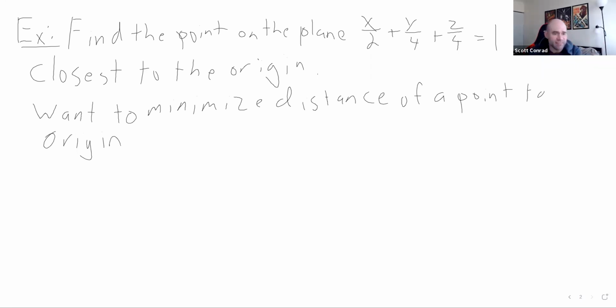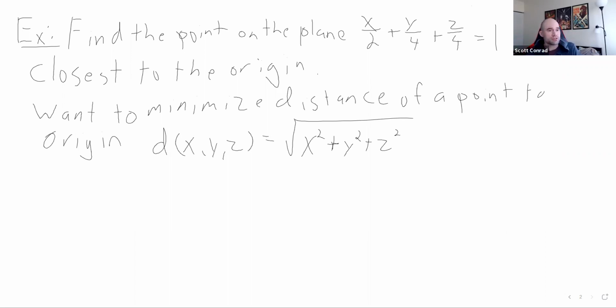OK, so if we have a point x, y, z, what is the distance of x, y, z to the origin mathematically? Well, the origin is 0, 0, 0. What's the distance between the point x, y, z and 0, 0, 0? Right, it's the square root of x squared plus y squared plus z squared.